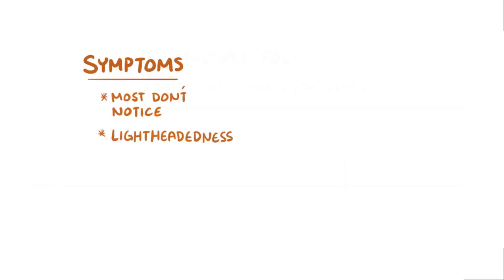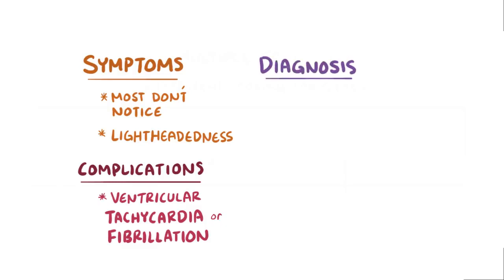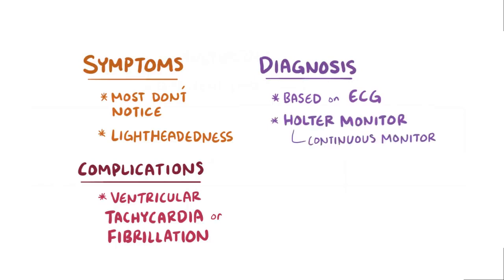Now, most people with premature ventricular contractions don't notice them, but if they keep happening, they can cause lightheadedness because of less blood getting delivered to the brain. In rare situations, an ectopic focus can trigger ventricular tachycardia, or even ventricular fibrillation, which are both serious arrhythmias where the ventricles beat too quickly to fill up with an adequate amount of blood. The diagnosis of a premature ventricular contraction is based on an ECG, but sometimes a Holter monitor, which is like a continuous ECG monitor used over a few days, is needed to capture the event.